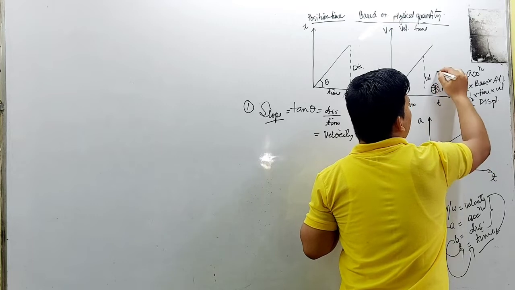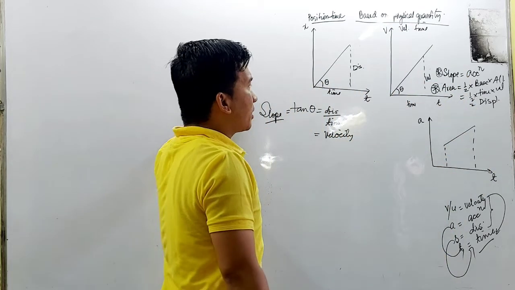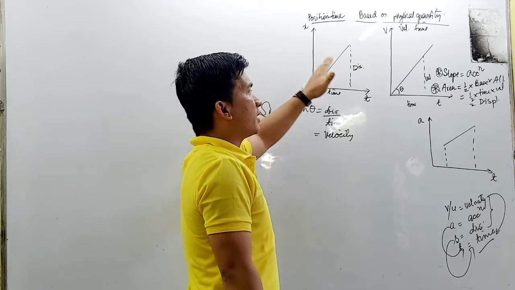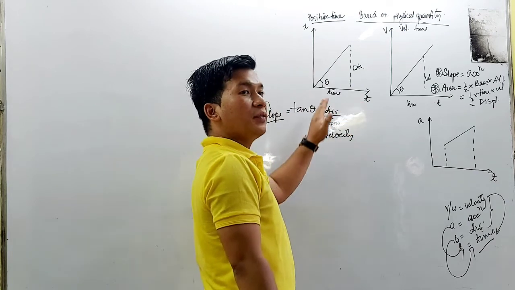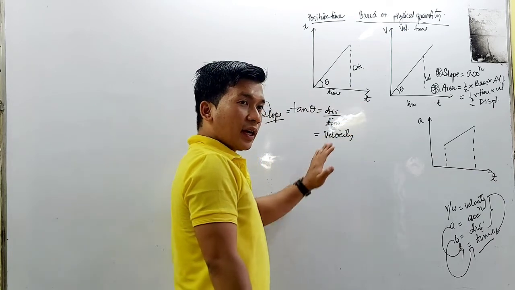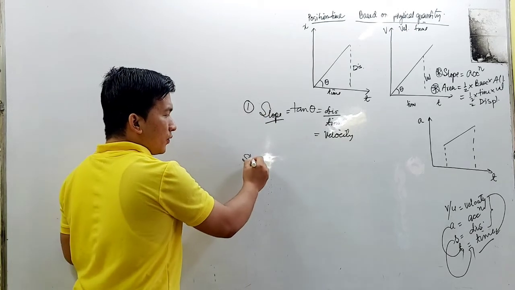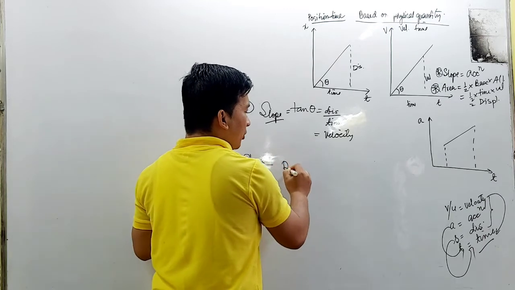What I am trying to say is that if we consider the slope of the displacement time graph, it will produce velocity. It will give you velocity.